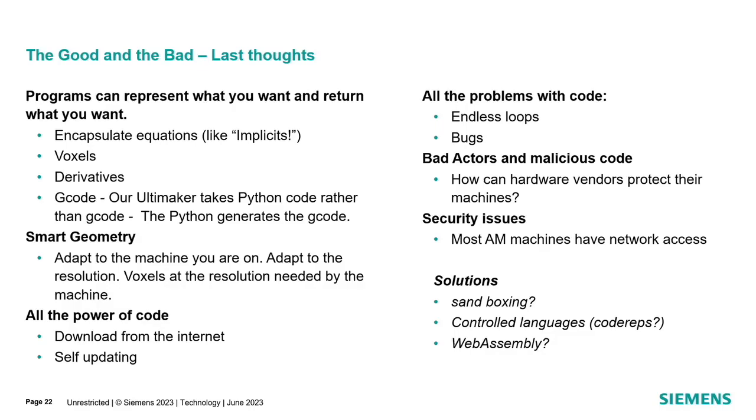So let's say you want to output voxels, and on this machine the voxel resolution's here, but on this machine the voxel resolution's a little bit higher. You don't have to give it different voxel files. You can give it the same program, and it will return the voxels for the resolution you need. So all the power of code, which is awesome. There's some bad things, but I'm out of time, so no. I'll mention the bad things too.